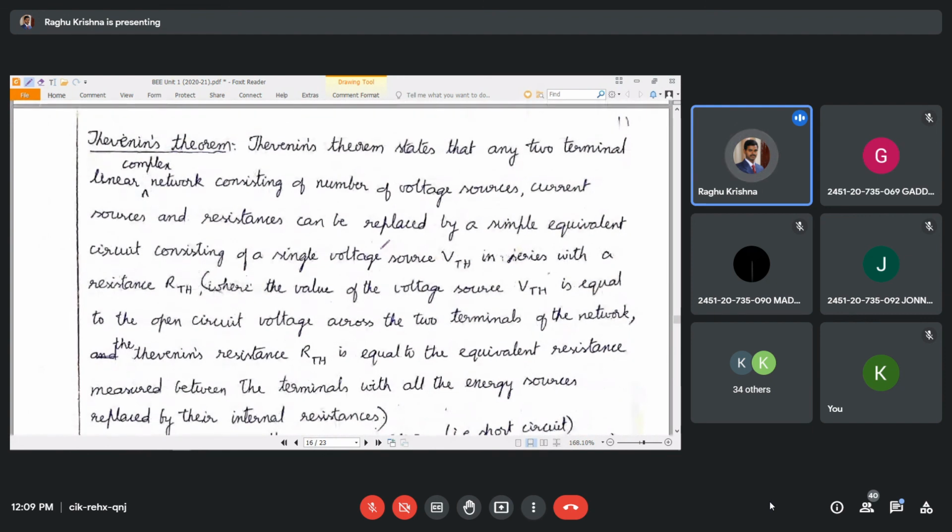So Thevenin's theorem. Coming to Thevenin's theorem. All of you go through the statement.